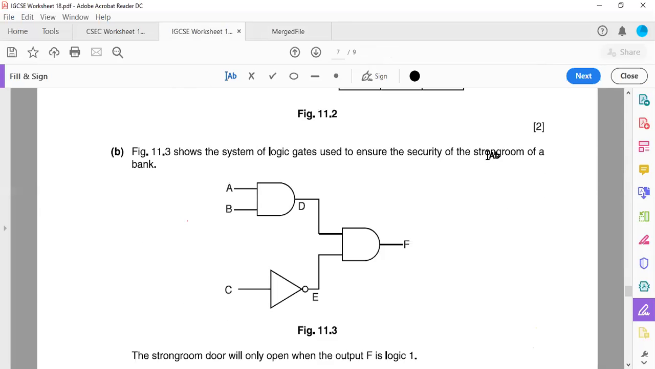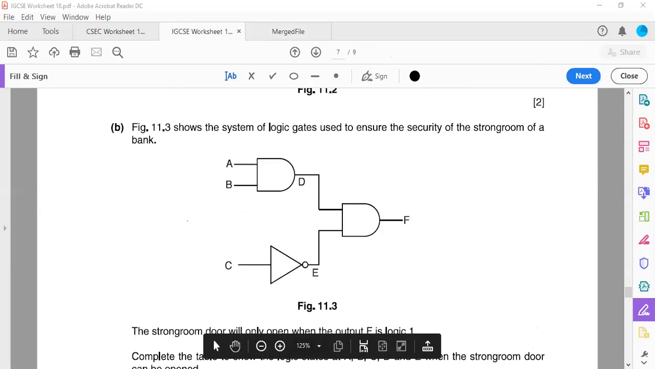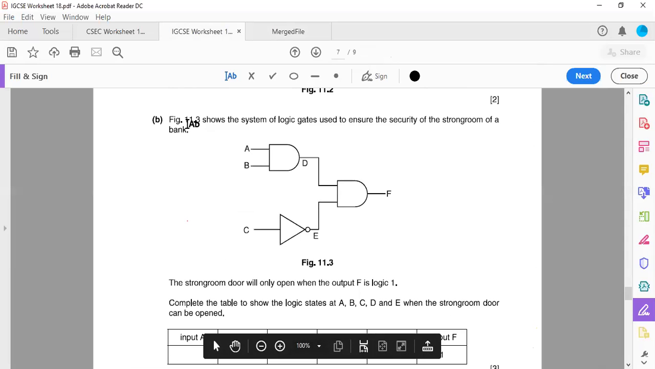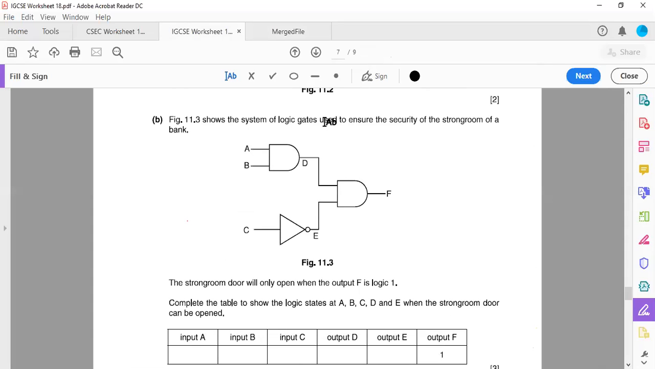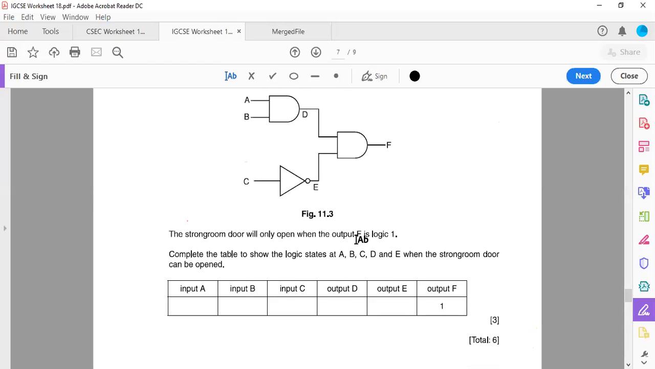So here now we're continuing with this question, which is about this logic circuit. Figure 11.3 shows the system of logic gates used to ensure the security of a strong room of a bank. So this is an AND gate, here's an AND gate, and this is a NOT gate. They are saying the strong room door will only open when the output F is 1. So I'm just going to write it here. Here would be 1 for it to open.